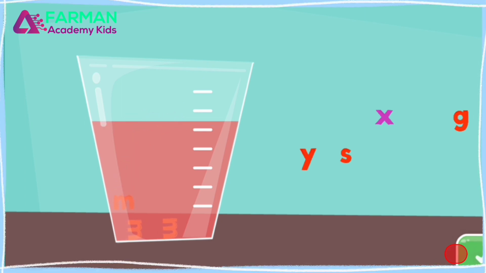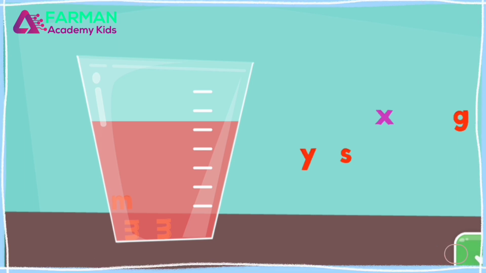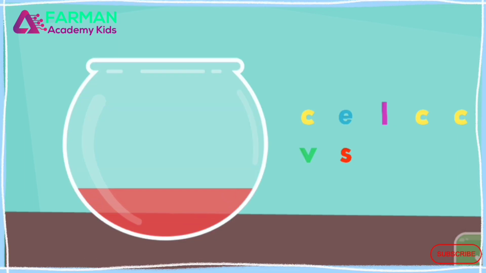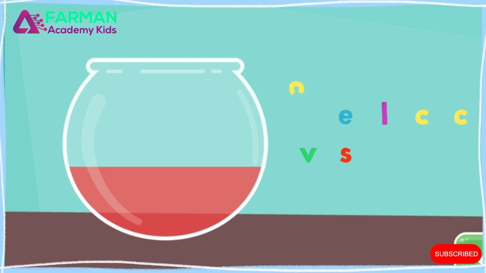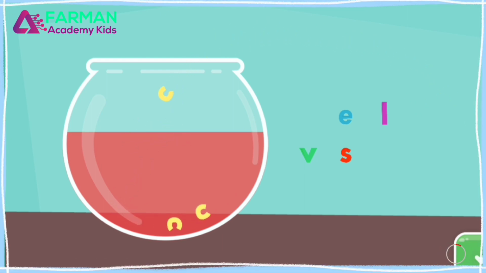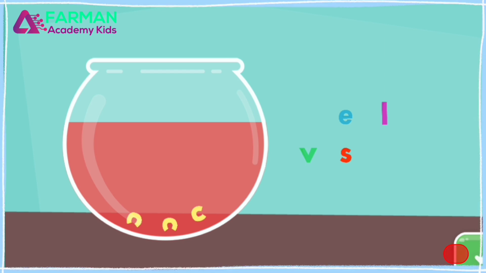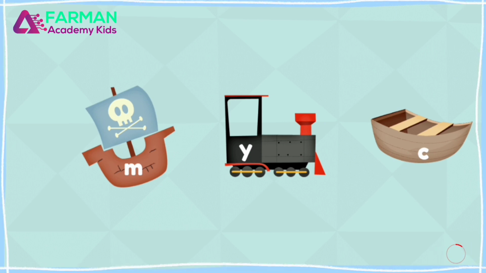Which one has the letter T? Tap it. T. Awesome! Which one has the letter M? Tap M. Cool beans! Which vehicle has the letter C? Tap C. Keep it up! Trace the lowercase letter M. Great! You traced the letter M.